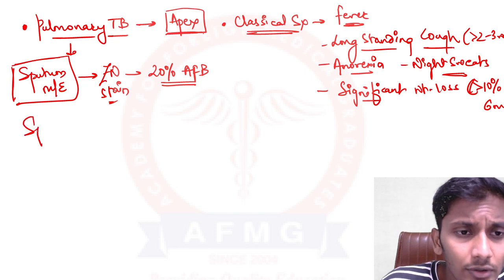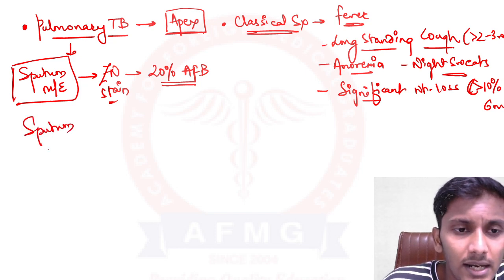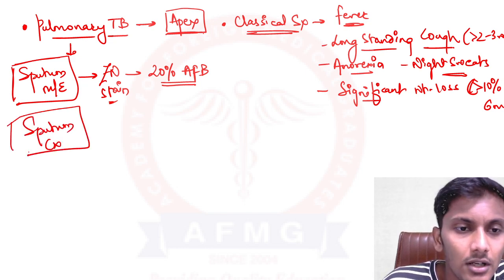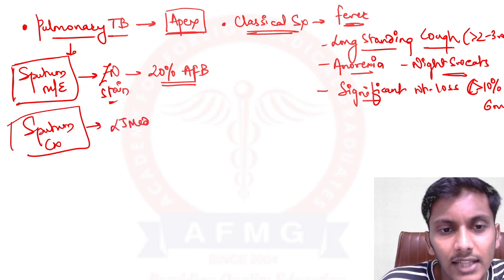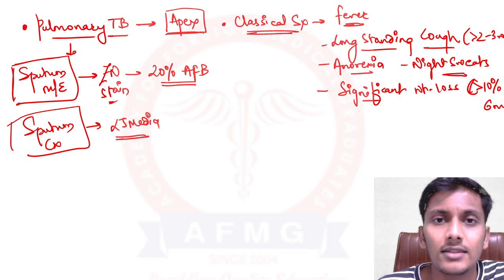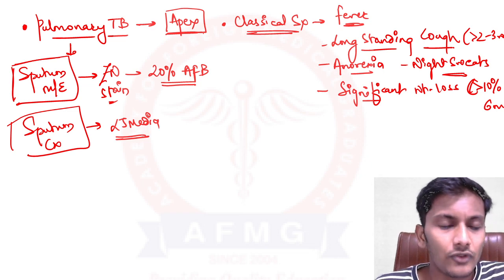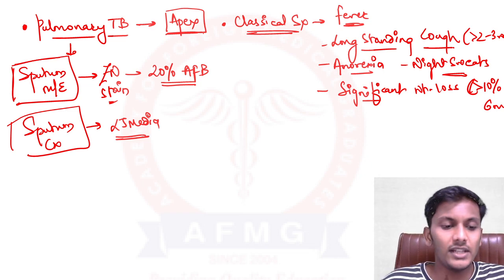Then we can also send this sputum for what? Yes, we send the sputum for culture. So sputum culture is sent, and sputum culture is done with what? It is done with LJ media, that is Lowenstein-Jensen media. So LJ media is used for culture of sputum in tuberculosis.